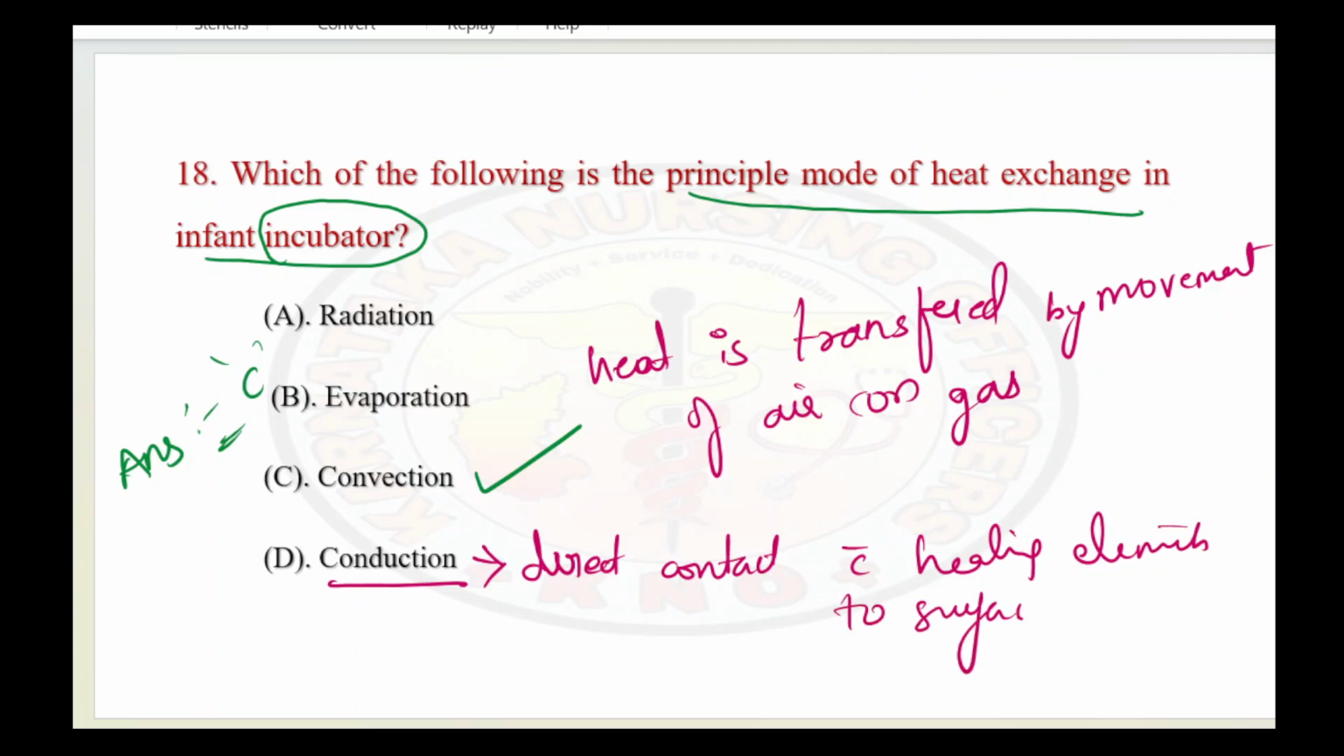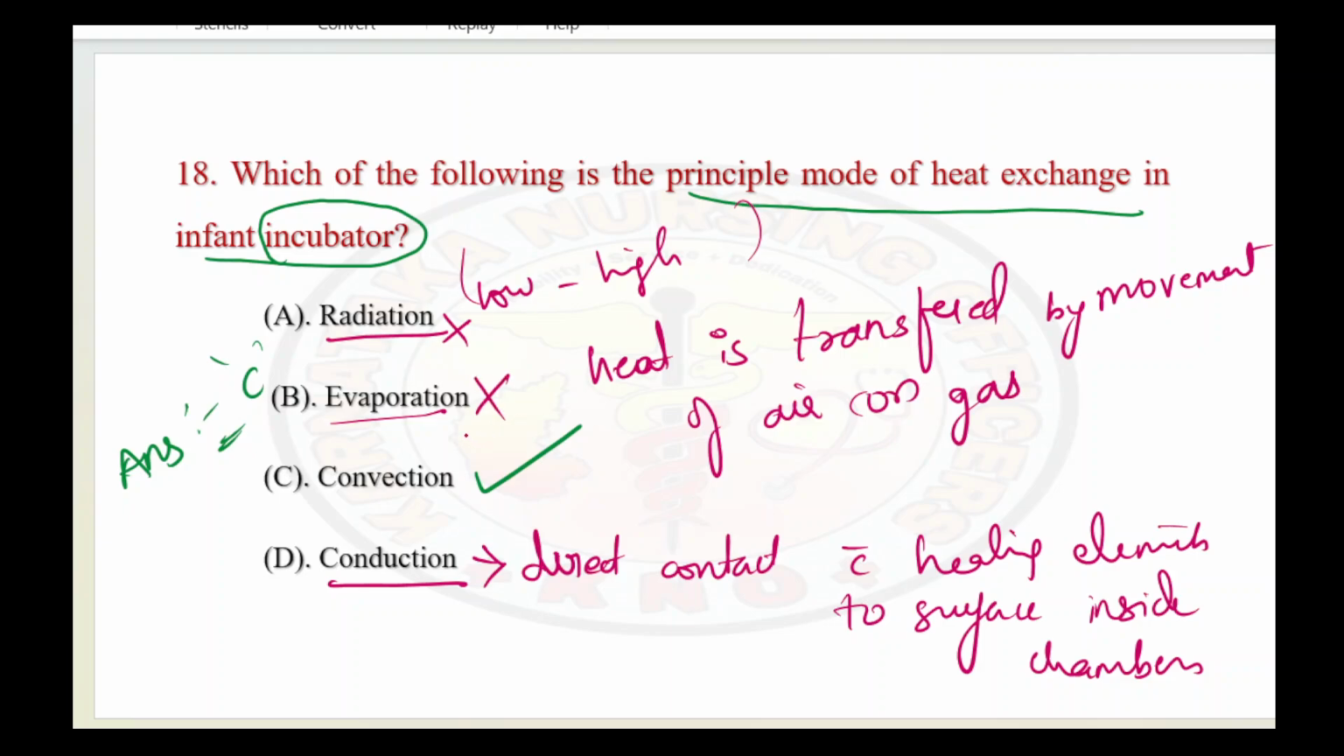Surface inside the chambers. Radiation is the transfer of energy from a warmer to a cooler surface without contact. This is not happening in the incubator. Evaporation is the involuntary water loss that happens to the newborn, so that will be evaporation. Again, that is not happening in the incubator. In the incubator, just convection. Why?